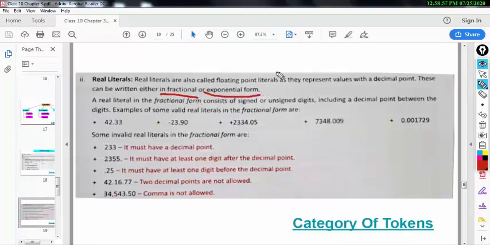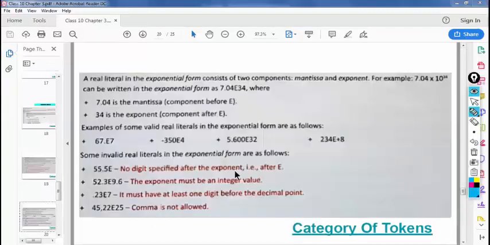So we have seen the fractional form. Now let us see the exponential form. So in the exponential form of real literal, it consists of 2 components, mantissa and exponent. And it is used for writing numbers in the scientific notation. And if you don't know what scientific notation is, let me explain to you.